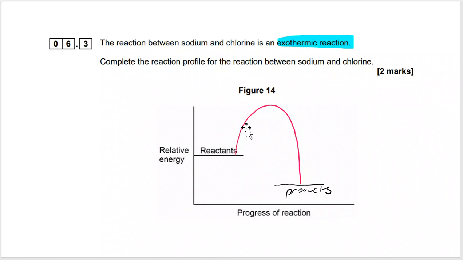The second mark is for showing the activation energy. The energy needs to be put in for the reaction to take place. As long as that goes up and comes back down, you get the mark. If products are lower than reactants, you get the second mark. And that takes you to the end of the question.